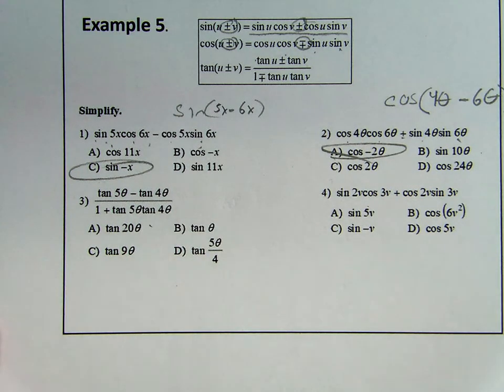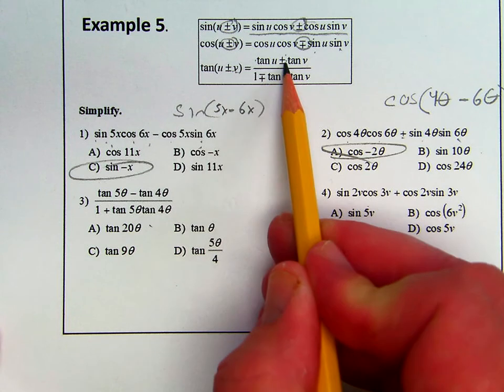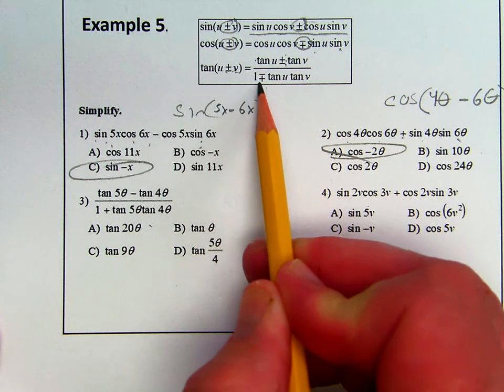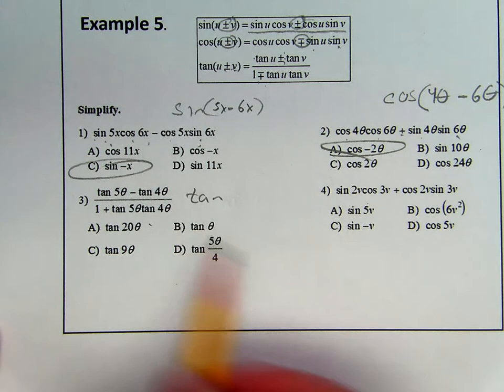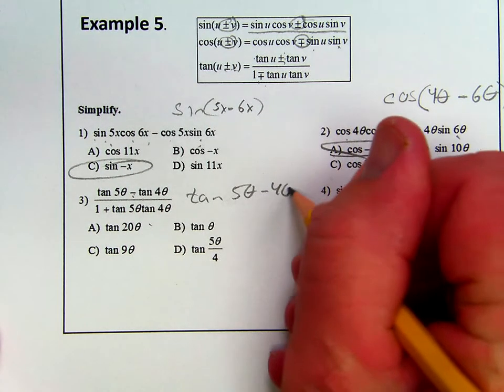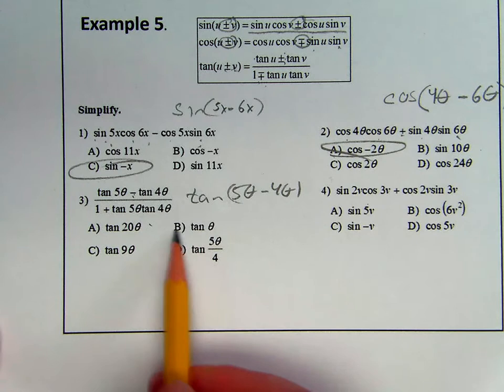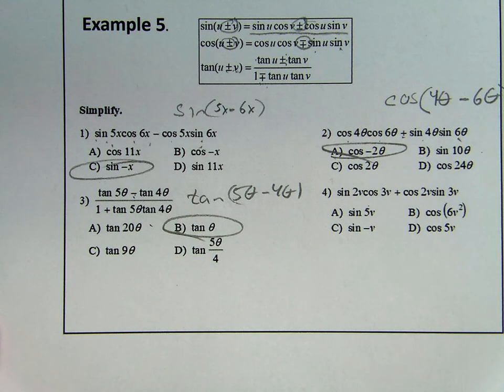Okay, clearly this is a tangent. The top signs are the same, bottom are opposites of each other. So this is going to be the tangent of, same as that, 5 theta minus 4 theta is 1 theta, tangent of theta. All right, this one, we've already done one of each, a sine, a cosine, a tangent. I'm going to skip number 4 in the interest of time for this video.